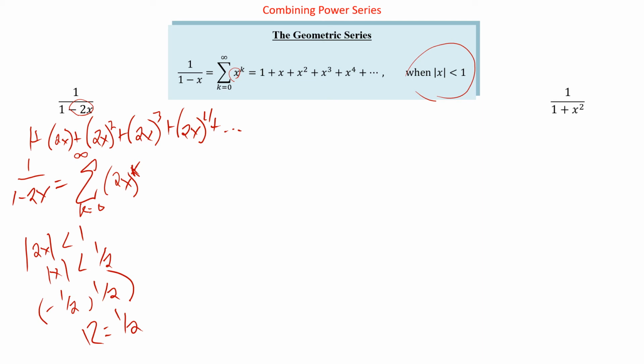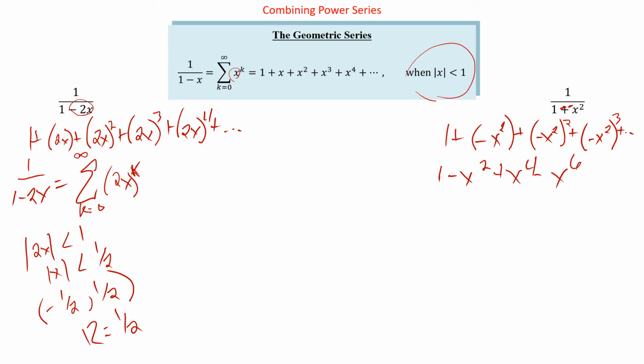Another one. 1 over 1 plus x squared. Same deal, except instead of replacing with 2x, we're going to replace with negative x squared, because this is 1 minus negative x squared. So we'll have 1 plus negative x squared plus negative x squared squared plus negative x squared cubed plus dot dot dot. Now some of them are going to be negative, 1 minus x squared, but some of them are positive, because when you square the negative, we get plus x to the fourth minus x to the sixth. And so it's alternating, but that's okay.